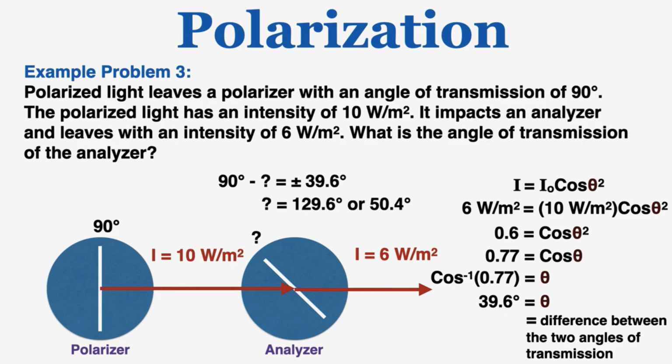Isolating the missing variable gets me that the angle of transmission of the analyzer is either 129.6 degrees or 50.4 degrees. So that's an important note. The angle in Malus's law is the difference between the two angles of transmission. It's not either one of the angles of transmission, it's the difference between them.